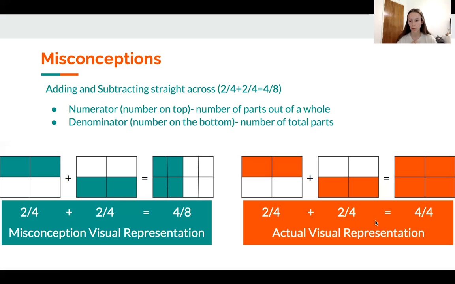Whereas in the actual visual representation in orange, students are able to see what 2/4 looks like, what another 2/4 looks like. And when you put those together, you get 4/4, which is also helpful to show them the visual of what one whole looks like, and how each part of the fraction, each 1/4, is a piece of the one whole. So showing them visuals and making sure they're really clear on their vocabulary is going to be a huge piece in making sure that students are not adding and subtracting straight across.